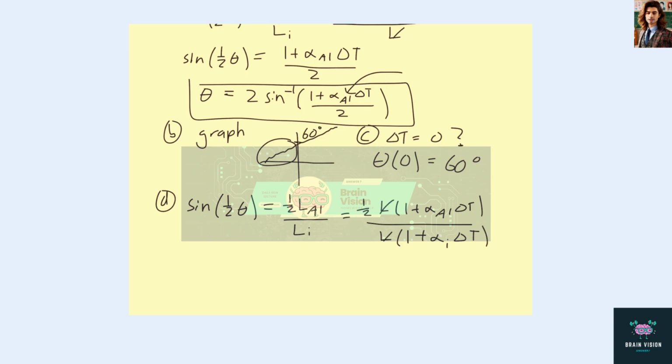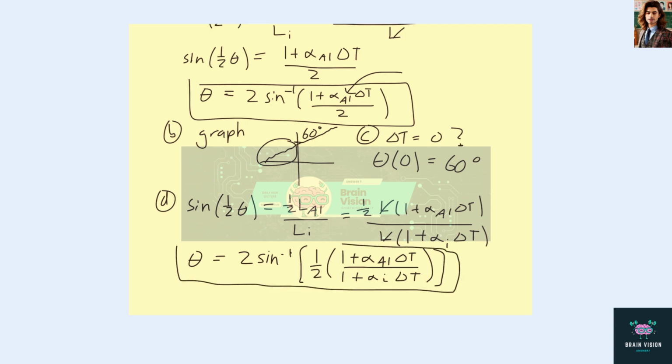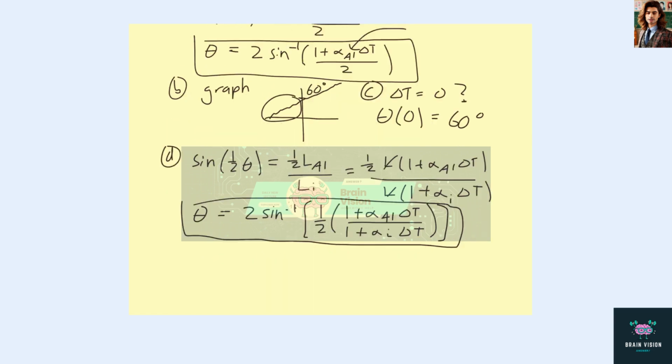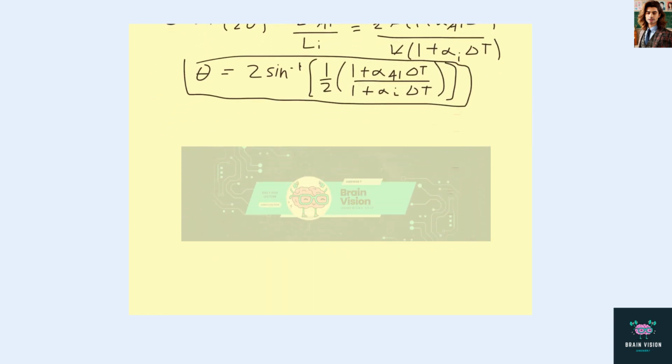Again, the L's will cancel out, and we can do some more trigonometry, move stuff around, and find that theta is going to be equal to 2 inverse sine of 1/2 times (1 plus alpha aluminum delta T) over (1 plus alpha invar delta T). And if you just plug in values for alpha aluminum and alpha invar, which you can look up in your textbook, I also wrote them at the top of the question, that should solve that part.